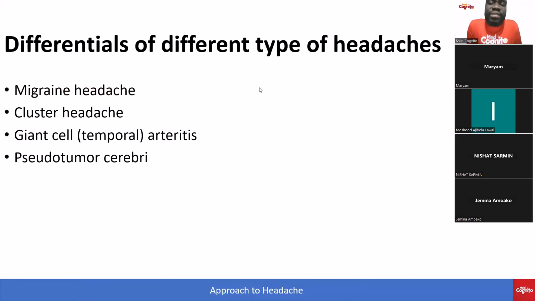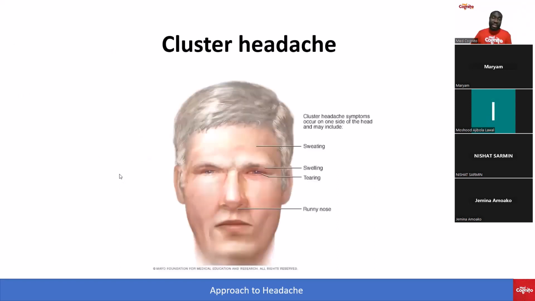The differentials of different types of headaches: migraine headache, cluster headache, giant cell arteritis, pseudotumor cerebri. Remember, I should change the way I've arranged them. If you are listing differentials, always list that differential which can kill the patient first. All right. So giant cell arteritis, meningitis should come first before migraine and cluster headaches. So now let's take our time and take those headaches one by one.